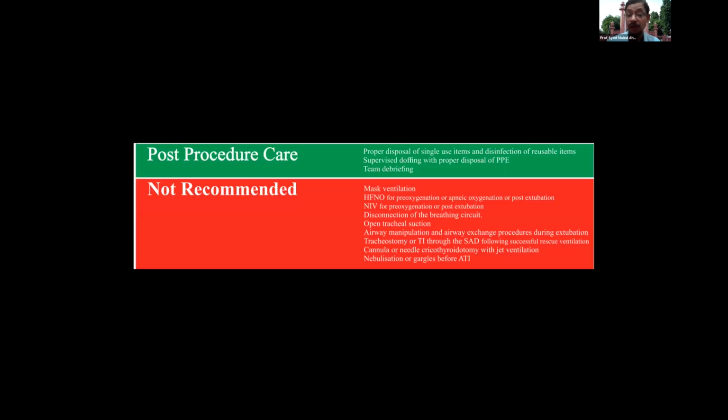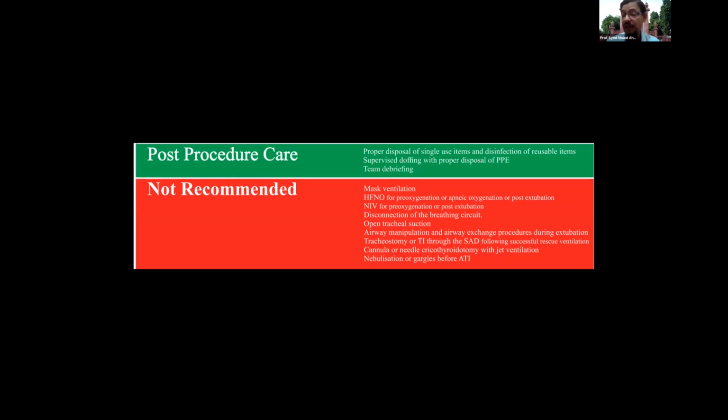And what IDA does not recommend, and this is very important, you need to know this, is mask ventilation as much as possible. If you really need a mask ventilation, you should see that there's a very close fitting mask. Then you can go for a gentle mask ventilation with a close fit mask. You should also limit high flow nasal oxygenation as much as possible, and NIV should also be limited as much as possible. Disconnection of the circuit, as I said, should always be as little as possible.